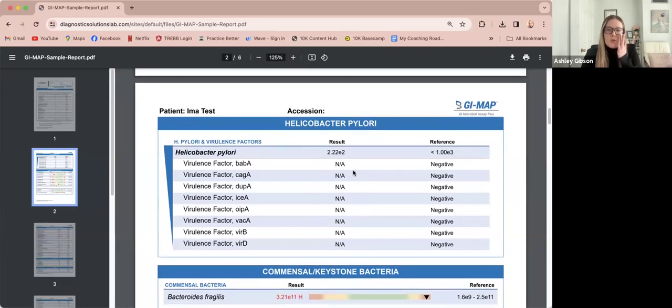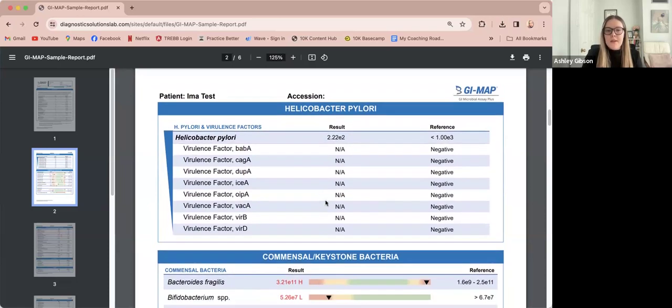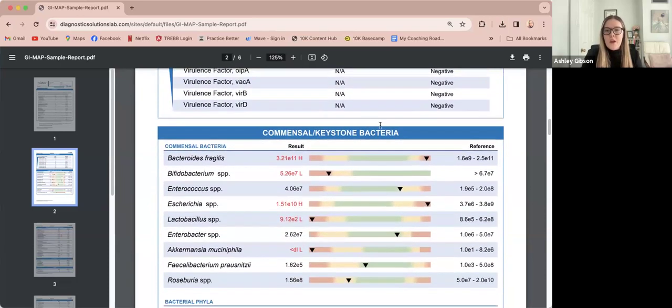pylori, okay? We can see this sample client, they do have H. pylori above the reference range of what we would want to see. This is going to be something that we're going to need to support in terms of a treatment plan. Okay, moving forward, we get to see the beneficial bacteria.